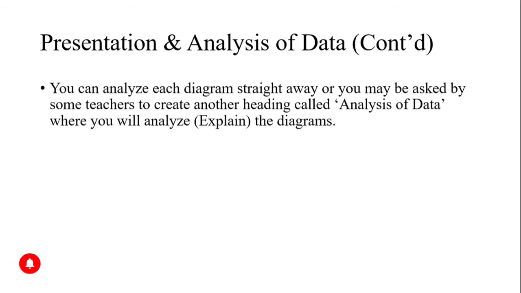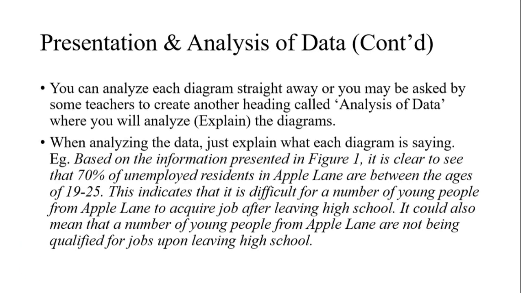Now when analyzing the data, just explain what each diagram is saying. So you don't need any big thing, right? You're just explaining what the diagram is saying. So for example, based on the information represented in figure 1, it is clear to see that 70% of unemployed residents in Apple Lane are between the ages of 19 to 25.